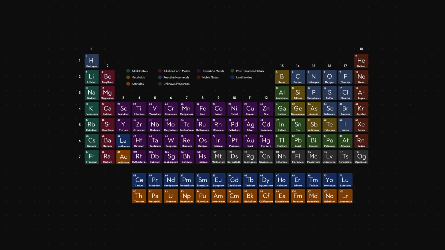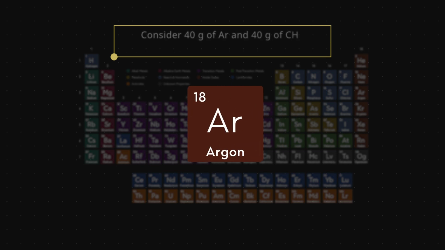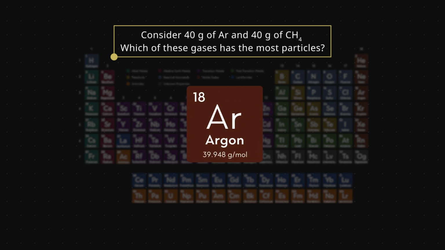So let's consider 40 grams of argon and 40 grams of methane. Which of these gases has the most particles? Argon is a colorless, odorless inert gas, often used in the food industry to package food and preserve freshness. Think about your bag of potato chips. It has a molar mass of 40 grams per mole.